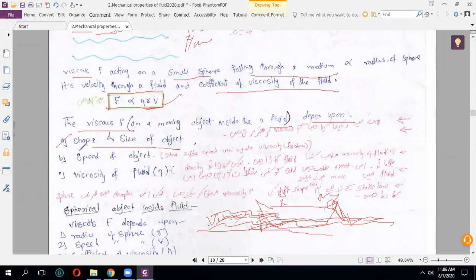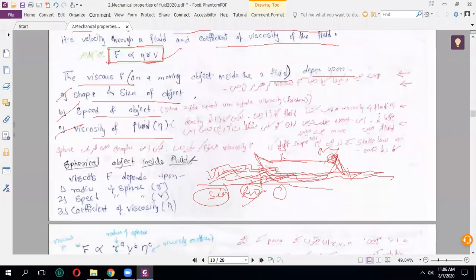Understood, students? Now second, it depends upon the speed of the object. If the board speed is very high, then the viscous force is also very high. Third is the viscosity of the fluid. Suppose this sphere is moving in the sea or in a river. Because समुद्र का जो पानी होता है खारा होता है, its viscosity is very high. But when we go to a river, the viscosity is low because the river के पानी में salt is not present. If the salt is not present, the water is very light and its density is low. Correct, students?